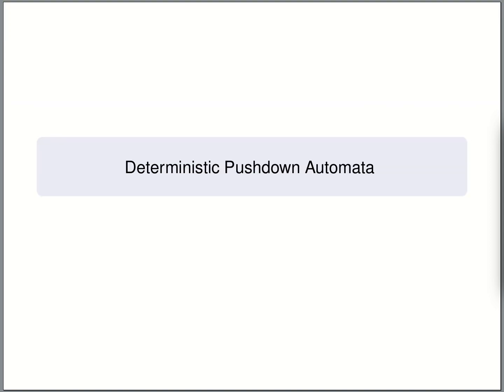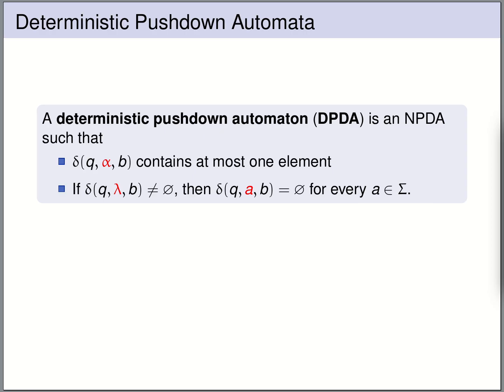There's also a deterministic variant of pushdown automata. A deterministic pushdown automaton, short DPDA, is a non-deterministic pushdown automaton for which the following conditions hold. First, if we apply the transition function to a state, an input letter or lambda, and the stack symbol b, then this set that we get contains at most one element. So there's at most one transition to choose from. So for every state and every input letter or lambda and every stack symbol b, there's at most one outgoing transition for this input and this stack symbol.